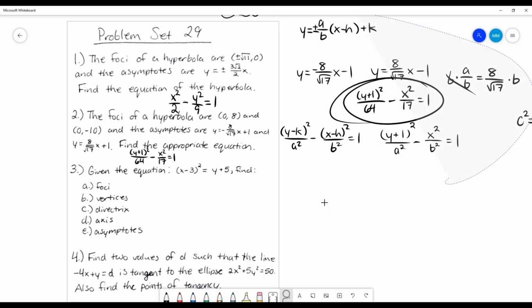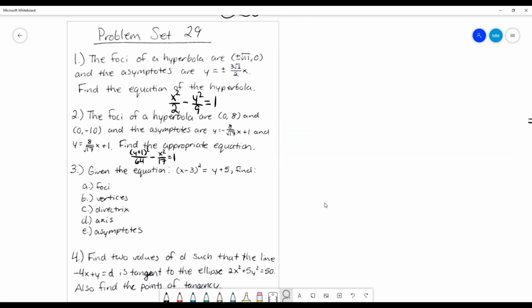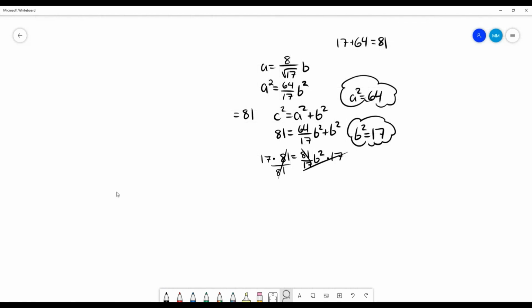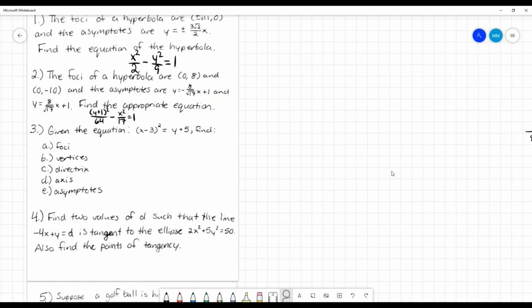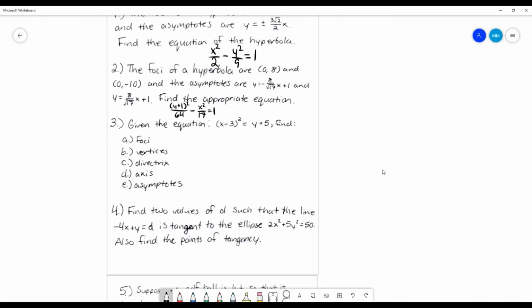Okay, let me erase some of that so we can have room for the next question. Oops. Okay, that's fine. This one is a little different because it doesn't tell us which conic section we're working with, so we have to figure that out ourselves. It's given the equation (x - 3)² = y + 5. We want to figure out what all of these are.